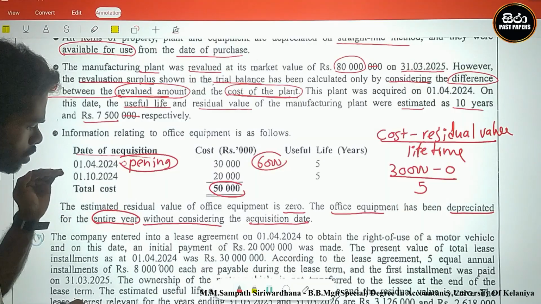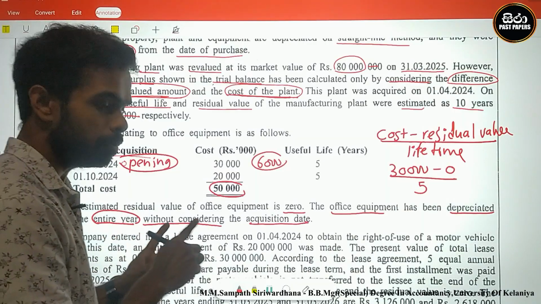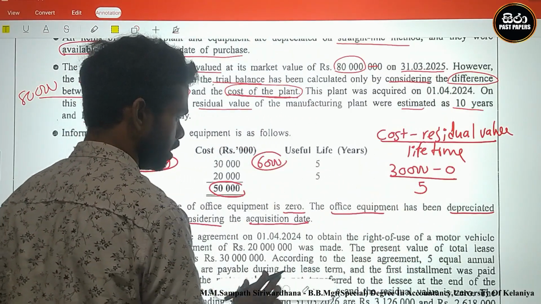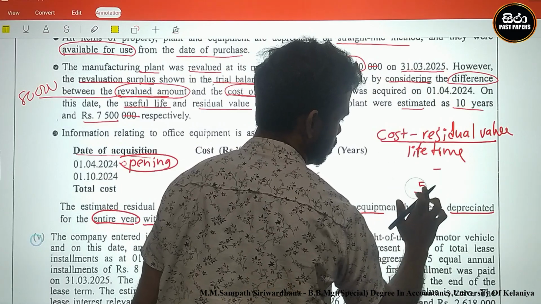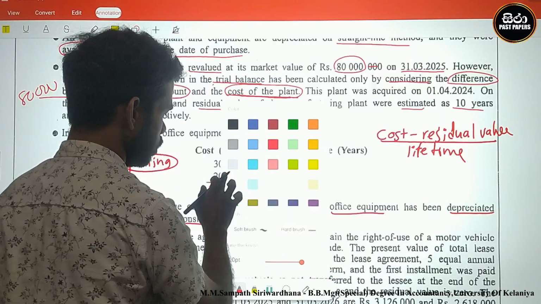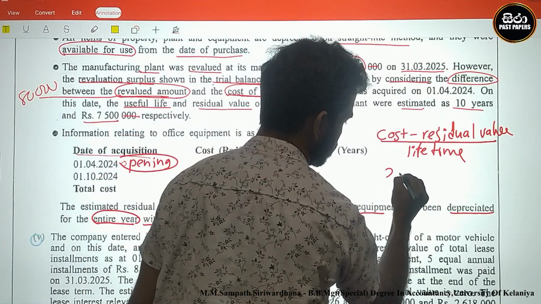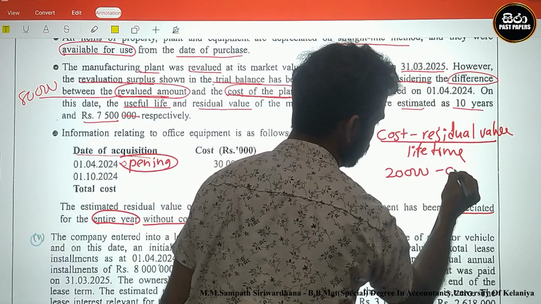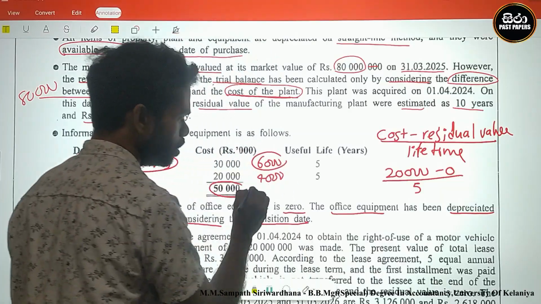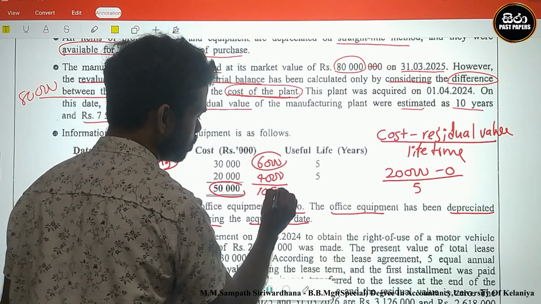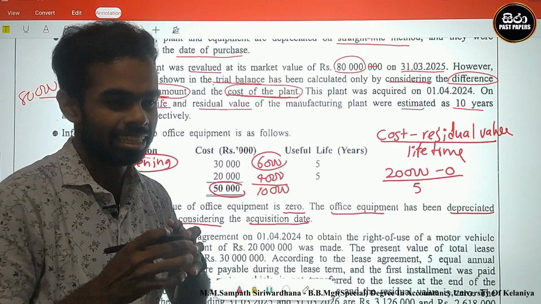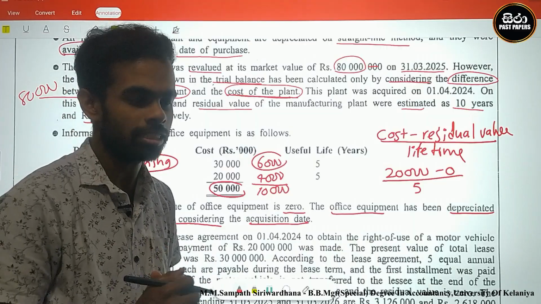For this one, without considering the acquisition date, I depreciate this 20,000. 20,000 is the cost, there is no residual value, divided by 5. The answer is 4,000. What is the total annual depreciation? 10,000. They already accounted for 10,000 depreciation. Where is that 10,000 located?